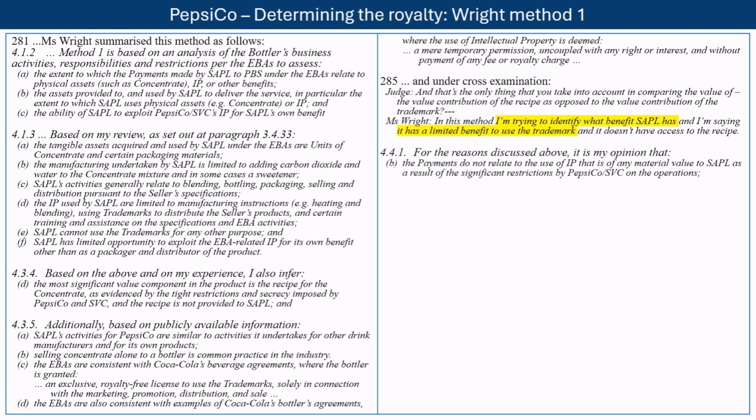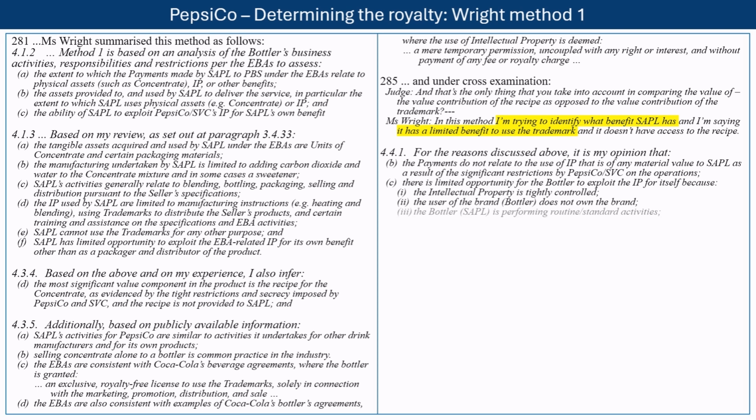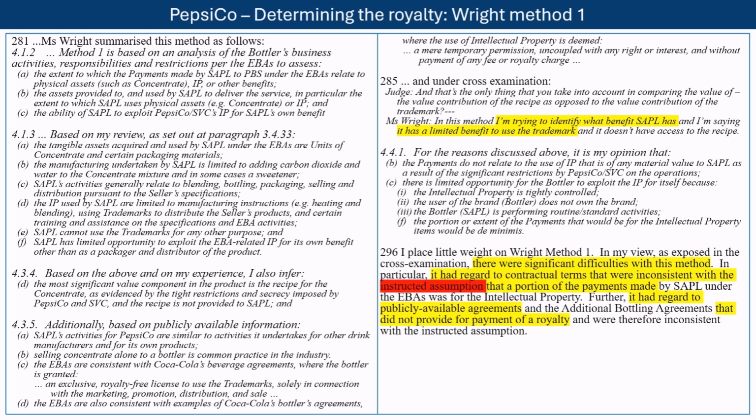"For the reasons above, it is my opinion that," she goes on to say, "the payments do not relate to the use of the IP that is of any material value to Schweppes as a result of significant restrictions by PepsiCo on the operations. There is limited opportunity for the bottler to exploit the IP for itself because A, the intellectual property is tightly controlled, B, the user of the brand does not own the brand, C, the bottler, Schweppes, is performing routine standard activities." And then in the next point, the portion or extent of the payments that would be for the IP would therefore be de minimis, right? Because you cannot do anything other than what you're being told.